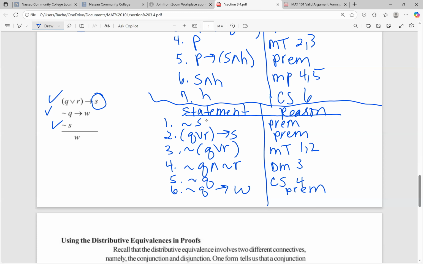And 5 and 6, look at that. That's modus ponens, right? Because I have in statement 5 the left-hand side of the conditional in statement 6. So we can say that the right-hand side of the conditional, W, is true, right? So that's modus ponens on 5 and 6. And W is my conclusion, right? So we just showed that that argument is valid.